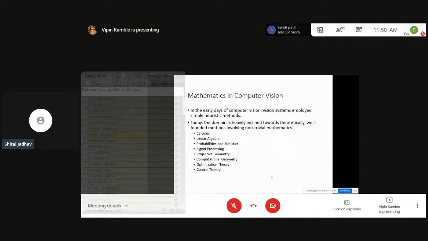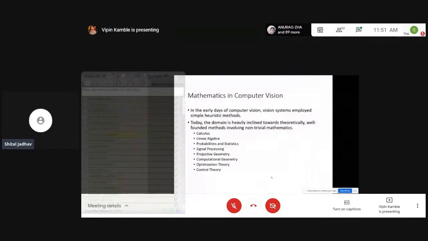So for that, you cannot simply do this by guesswork. You require a basic mathematical foundation which will help you to do that. It is computer vision. Early vision systems employed simple heuristic methods. Today, the domain is heavily inclined towards theoretical, well-founded methods involving non-trivial mathematical solutions.